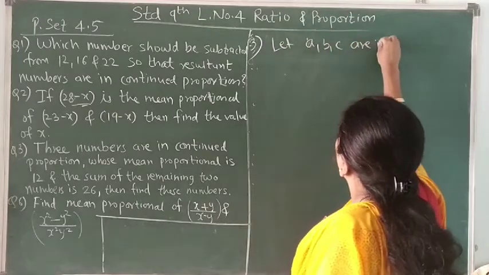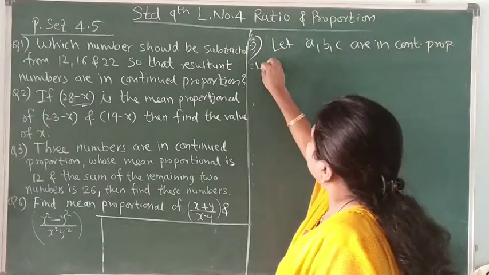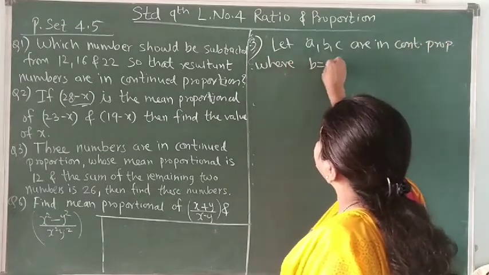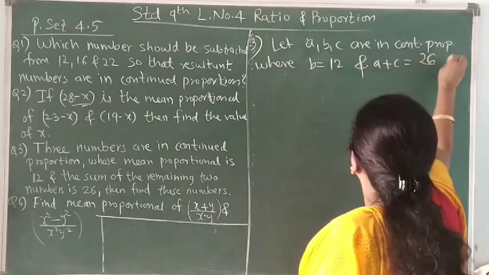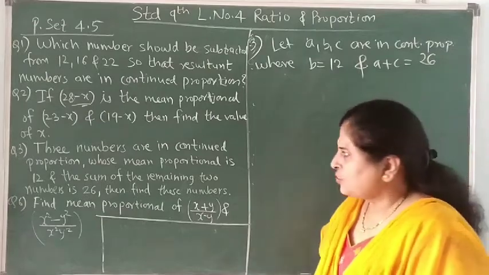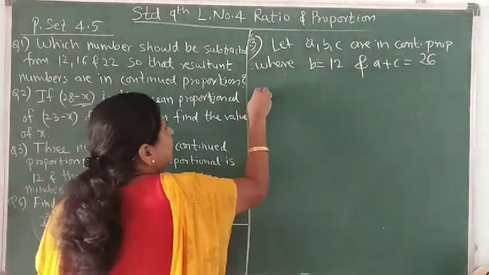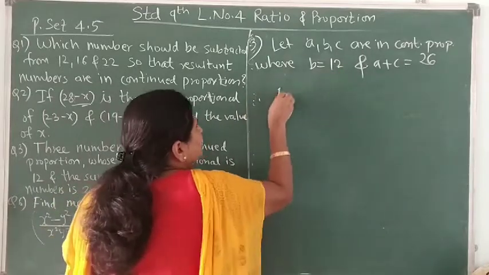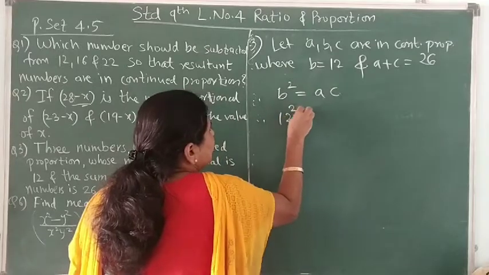are in continued proportion, where B is 12 and A plus C, their sum, is 26. So we have to find the values of A and C. Now here we know that as A, B, C are in continued proportion, therefore B square is equal to AC. So B square means 12 square.